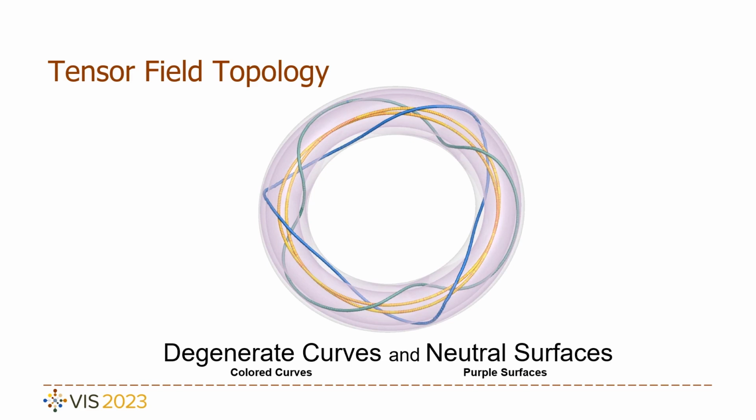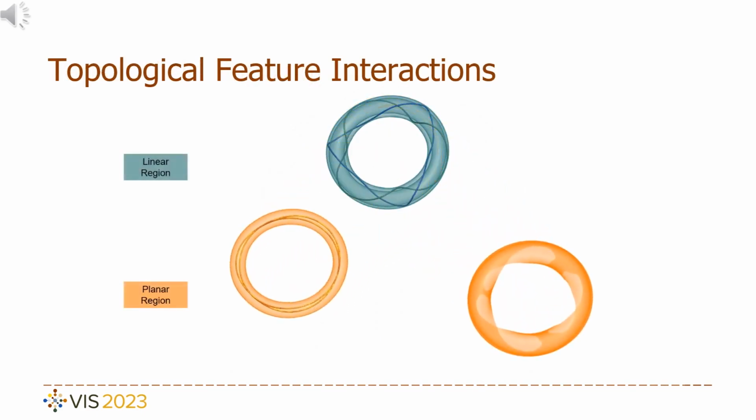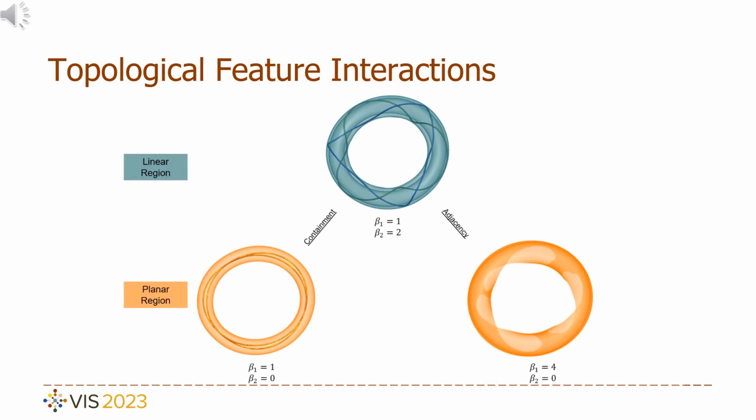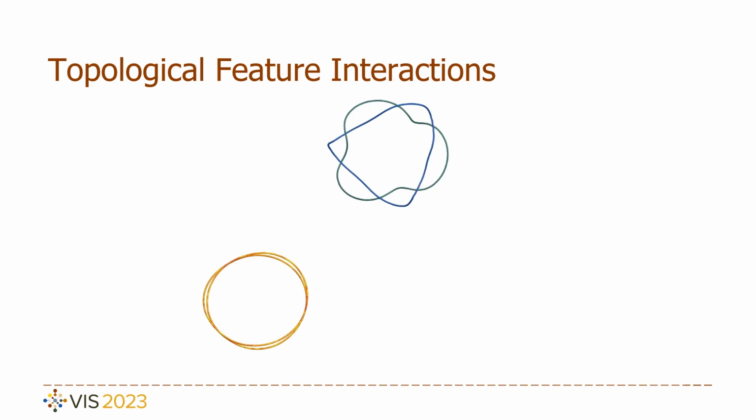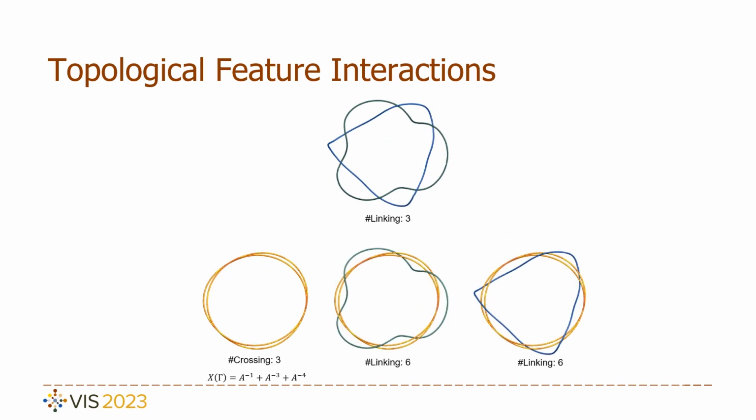Existing work on tensor field topology has focused on extraction and the local analysis in the vicinity of topological features. However, these features do not live in isolation, and their interactions can provide critical information regarding the data. For example, neutral surfaces divide the domain into extension-dominant regions, also called linear regions, and compression-dominant regions, also called planar regions. Each region can have sophisticated geometry and topology due to its interaction with neighboring regions of the opposing dominant behavior. Similarly, a degenerate curve can form a loop and even a knot. Two degenerate curves can be linked.